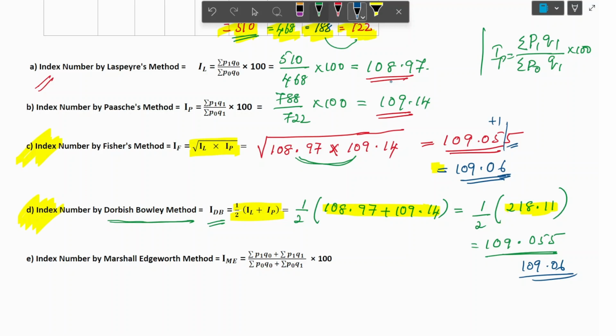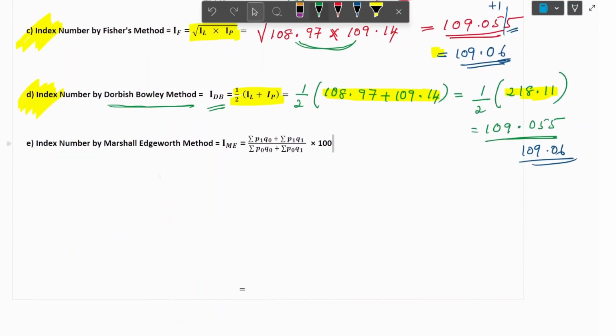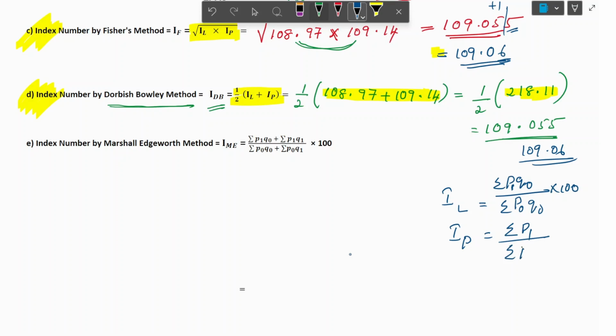Now, last one, the Marshall Edgeworth method. For that method, I explained how you write your formula. First write the IL formula, then write the IP formula. The IL numerator you write first, and then the IP numerator. Therefore, here it is sigma P1 Q0, sigma P0 Q0 into 100, and here sigma P1. I have written sigma P1 P0 first, then multiply with Q1. This way, if you follow, you never forget the formula.